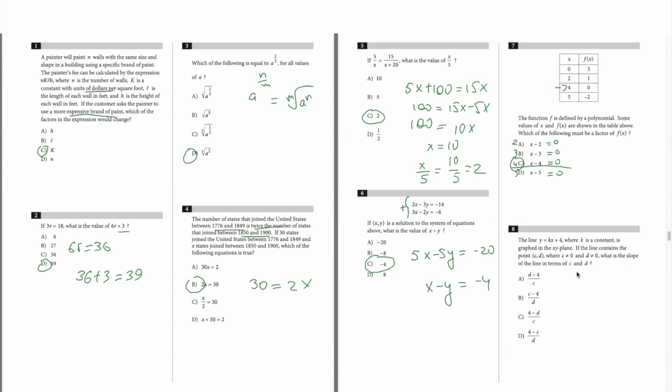Question 8 says, what's the slope of a line in terms of c and d? Okay, we are given this. Let's say it is graphed in the xy plane. So (c, d) is on the line. C is the x coordinate, d is the y coordinate. I'm going to write d instead of y and c instead of x: d is equal to k multiplied by (c plus 4). They say, what's the slope? Slope is k. We just need to find k here. So k times c is equal to d minus 4, and k is equal to d minus 4 over c. It is A.